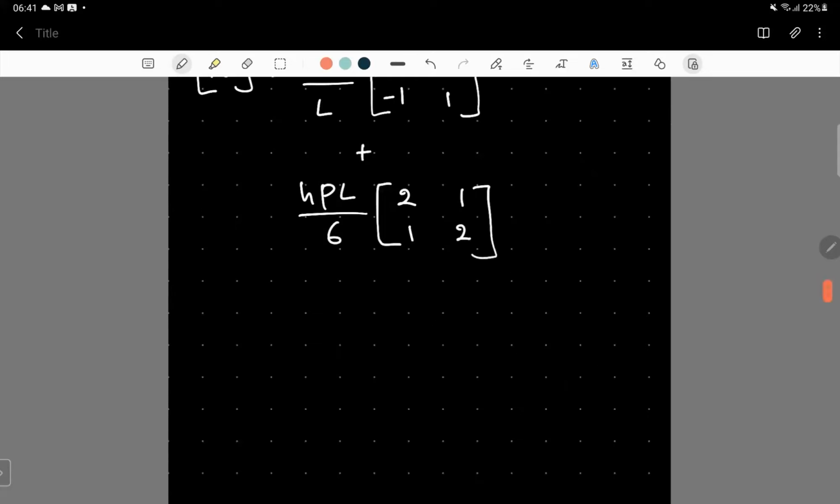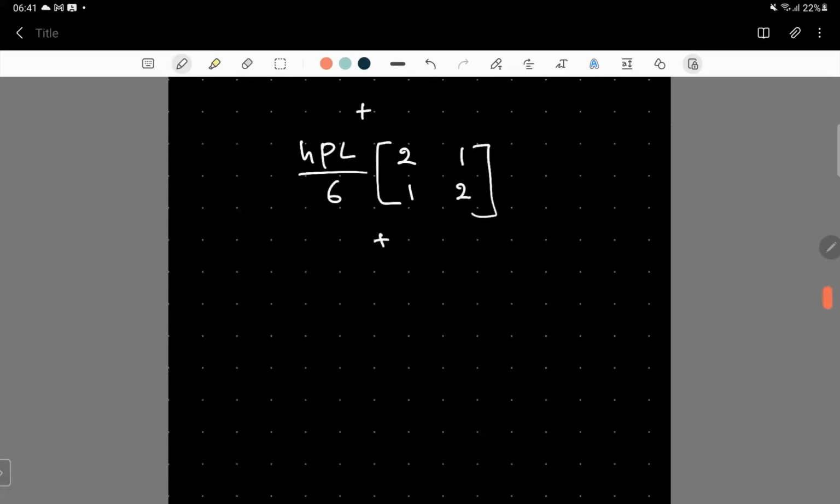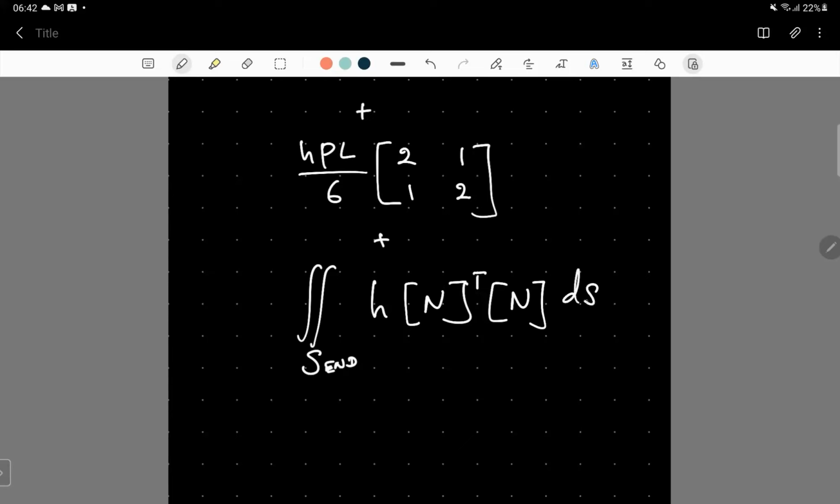If there is convection to a free stream, let's call it the convection from a free end, the convective heat transfer coefficient has to be multiplied by the shape function transposed times the shape function, integrated over the surface. So now we can substitute these equations for obtaining the numerical values of the element stiffness matrix.